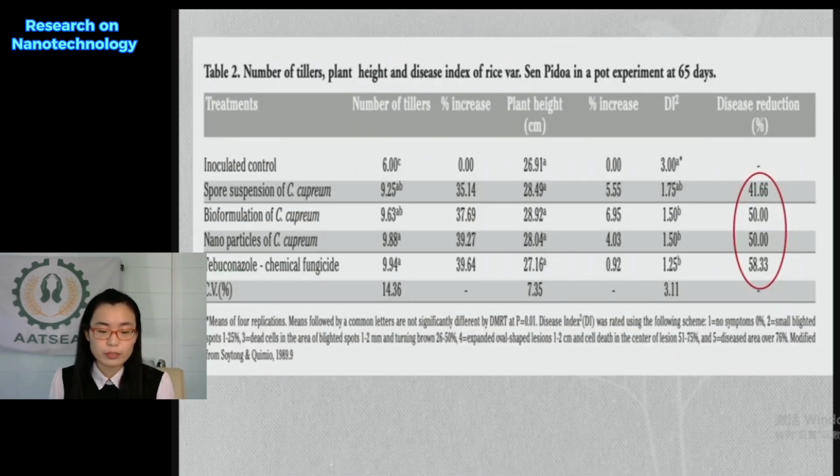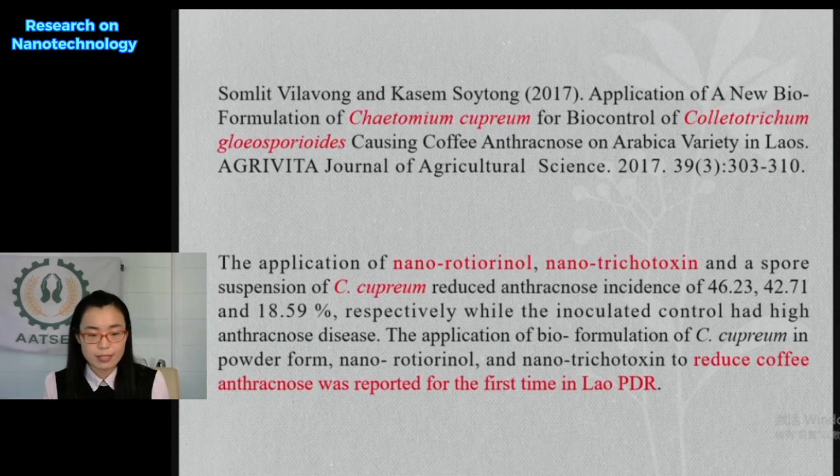And also the report showed the spore suspension of Chaetomium cupreum and also nanoparticles of Chaetomium cupreum give high disease reduction of leaf spot of rice. If you compare with the chemical fungicide tebuconazole, the nanoparticles carry 50% of disease reduction.